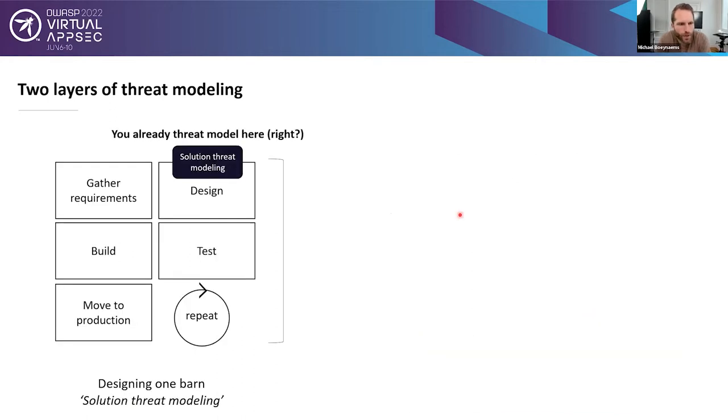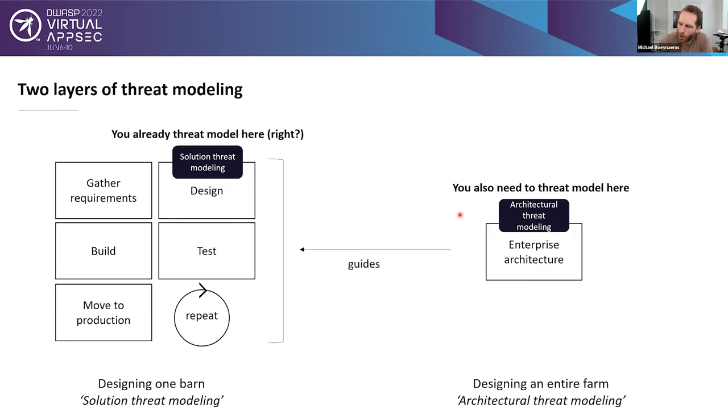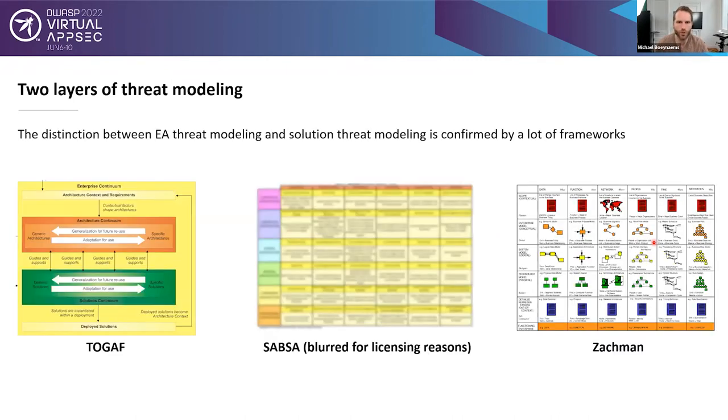So again, on the left, you see here the SDLC, where we do solution threat modeling, that's designing a single barn. But the argument of this talk is we also need to threat model at the enterprise architecture layer. And we all do it. It's the same with solution threat modeling. Everybody does it. Perhaps we just do not do it formally, or we do not have a formal method that we follow. But everyone threat models, also enterprise security architects. In this talk, I would like to present a more methodical, more strict approach to that kind of threat modeling.